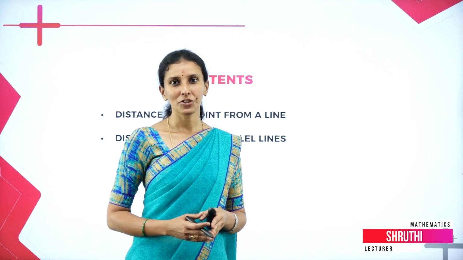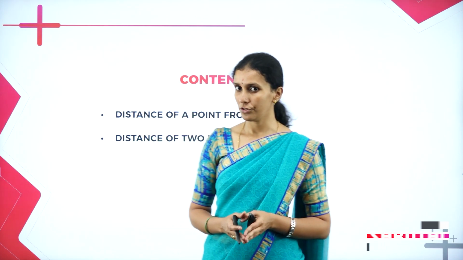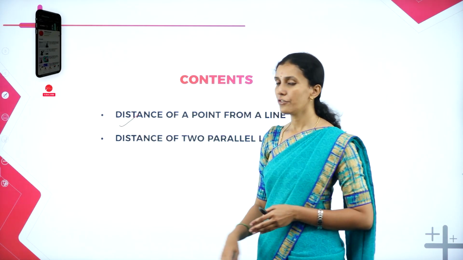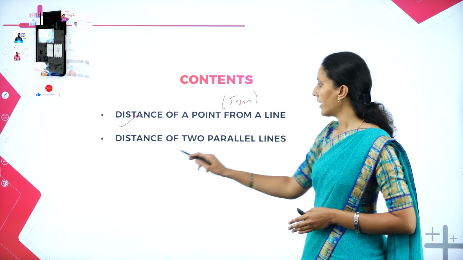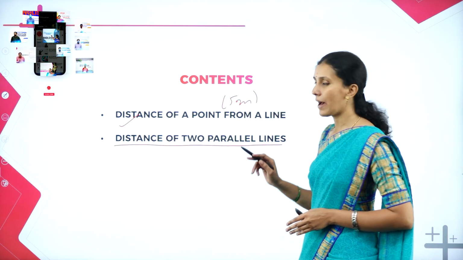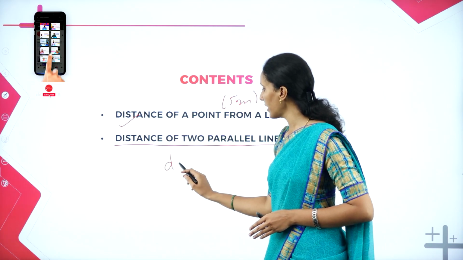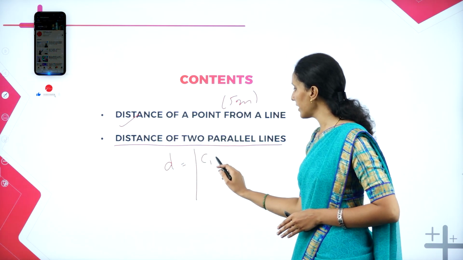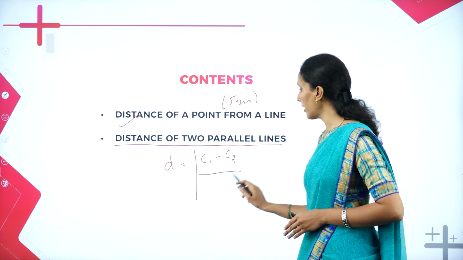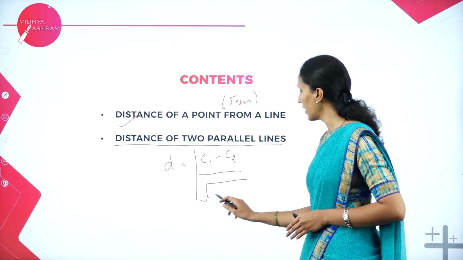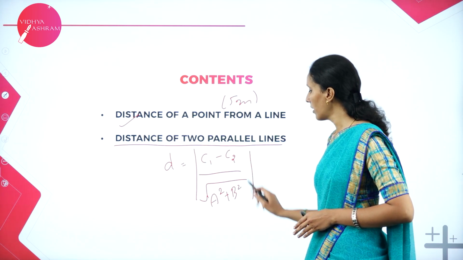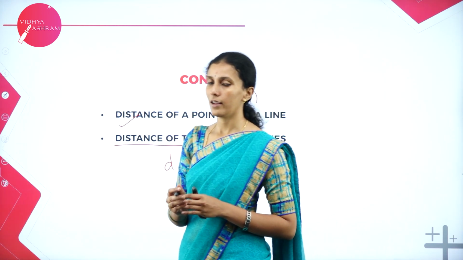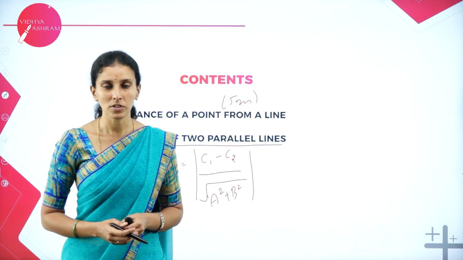So in the previous session, we have learned how to derive an expression for the distance of a point from a line, which is a very important question for 5 marks as I said, and the distance between two parallel lines. That is D is equal to modulus of C1 minus C2 divided by square root of A square plus B square. So this is the expression of distance between two parallel lines. Now we'll take a few problems on it.